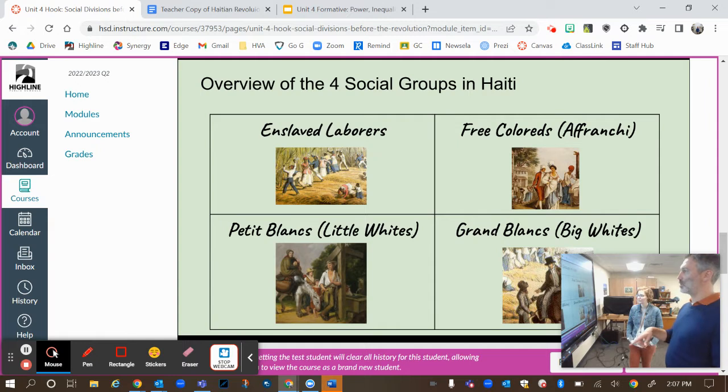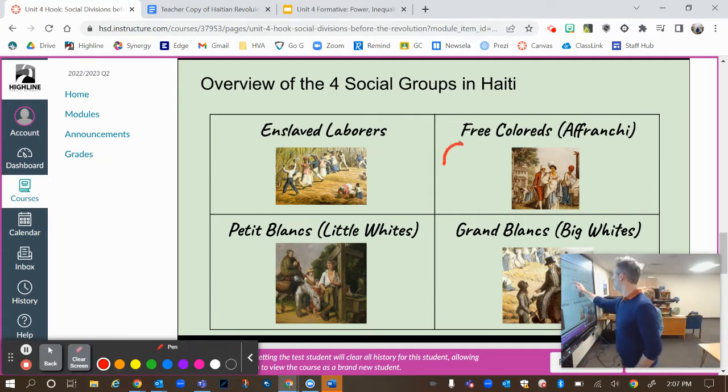The people that were overseeing the enslaved laborers were often these petite blancs, or little whites. What that meant is that they were non-property owning. So they had the political rights of being French citizens, but they didn't really have a lot of wealth to go with it. And that kind of engendered some jealousy and concern, because top right, you've got these free colors.